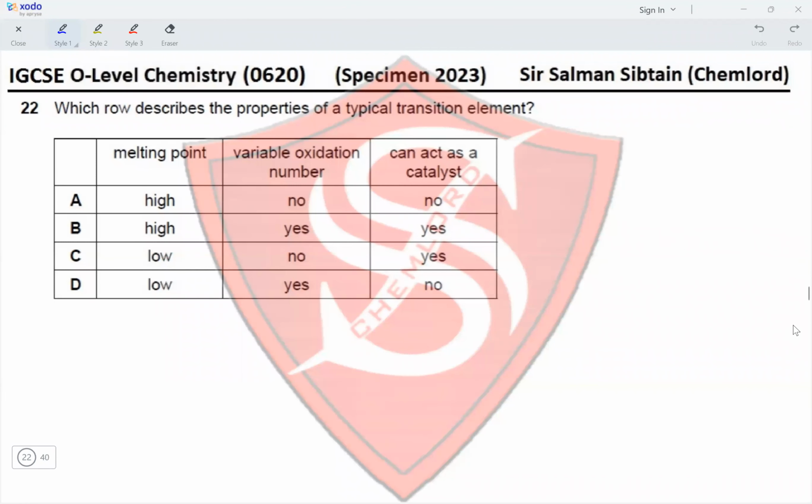Question 22. Which row describes the properties of a typical transition element? Okay, the melting points of transition elements are high, so this eliminates options C and D. Variable oxidation states, yes, all transition elements have variable oxidation states, eliminating option A. And can act as a catalyst, yes, transition elements, because of the property of variable oxidation states, do act as catalysts, making option B the correct option for this question.